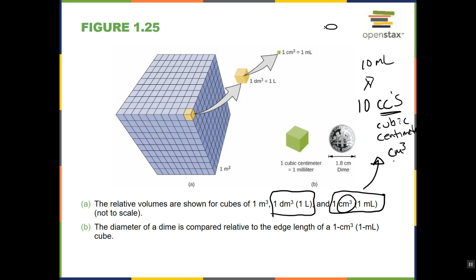So if you had a graduated cylinder and you needed to get 15 cc's of something, you would just simply measure, here's 10, here's 20, and this is demarcated in milliliters. This is a milliliter graduated cylinder. So you got 10 milliliters, 20 milliliters, 30, etc. So if you needed 15 cc's, you could just go to 15 milliliters, and that would be the same thing. 15 cubic centimeters is the same thing as 15 milliliters.